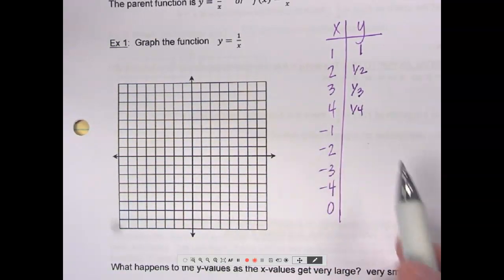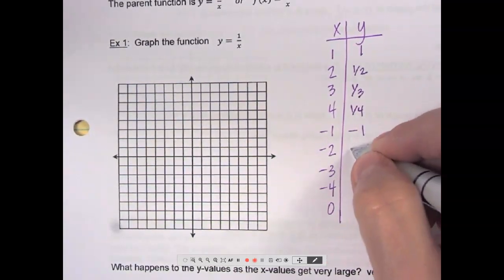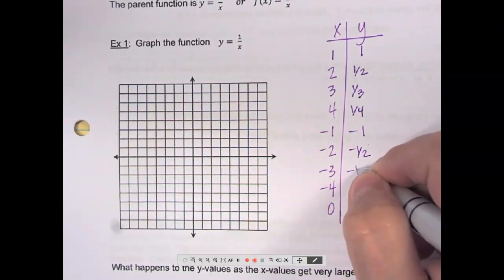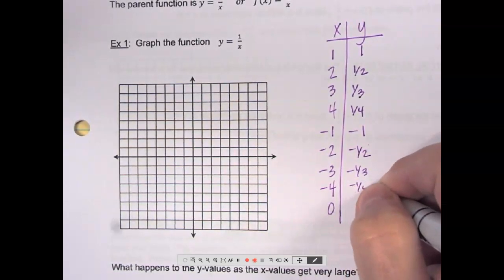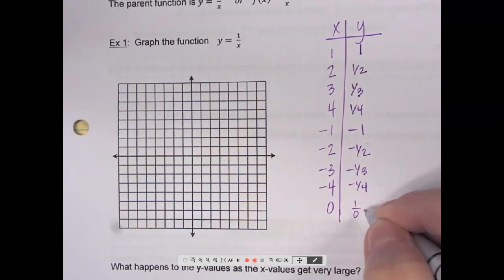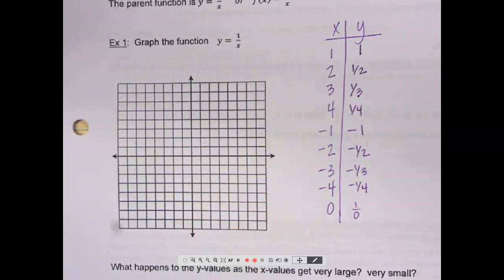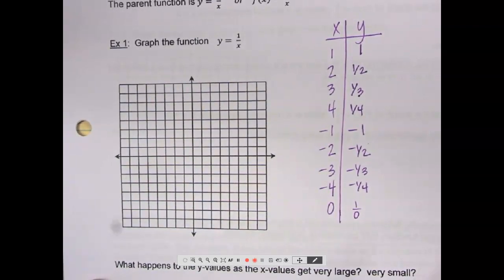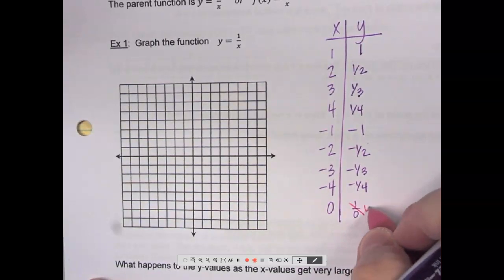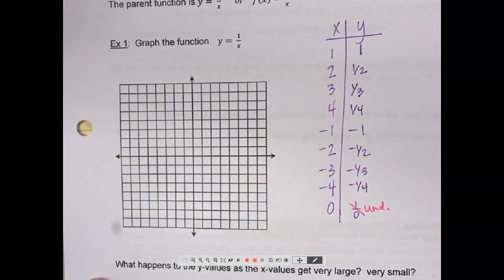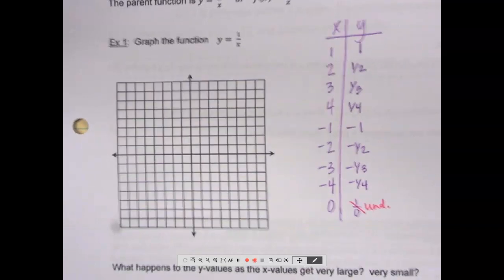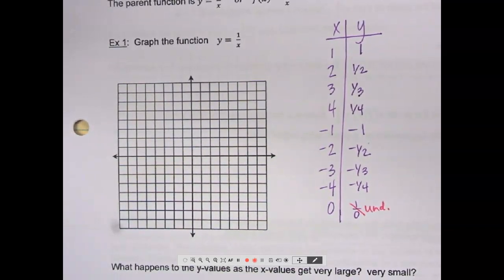-1. -1/2. -1/3. -1/4. 1/0. Ruh-roh. Can we have 1/0? No, that is undefined, right? So I'm going to nix that. Undefined. Okay, so how am I going to graph something if it's undefined? I may have to use an open circle. Okay, we'll see. Yes?